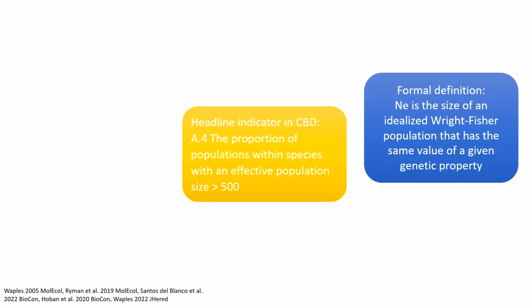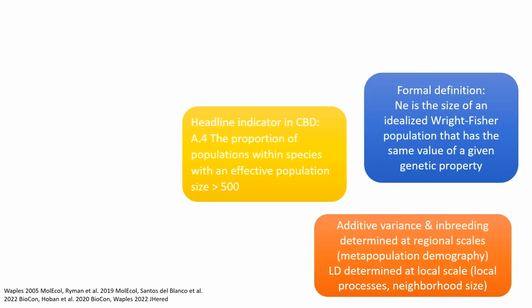But we've been talking about it, and nobody actually told the definition. So what is effective population size? It is the size of an idealized Wright-Fisher population that has the same value of a given genetic property, and that property can be anything. It can be inbreeding, additive variance, linkage disequilibrium, heterozygosity, and the headline indicator doesn't tell us exactly which one we should look at, so I guess we can report on any of these.